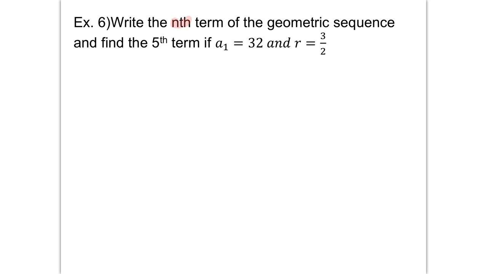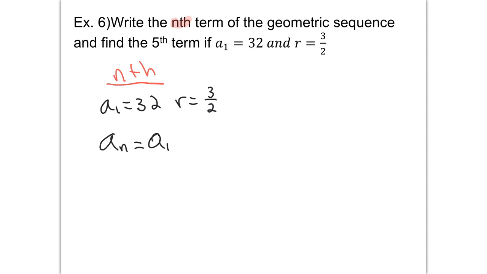So for my nth term, I'm just going to rewrite what we need. I need my first term, which equals 32, and I need my common ratio, which equals 3 over 2. So all you do now, guys, you are going to substitute into the formula, a sub n equals a sub 1 times the common ratio with the exponent of n minus 1. So we have a sub n equals the first term, 32, times 3/2, and we have exponent of n minus 1. So that's my nth term.